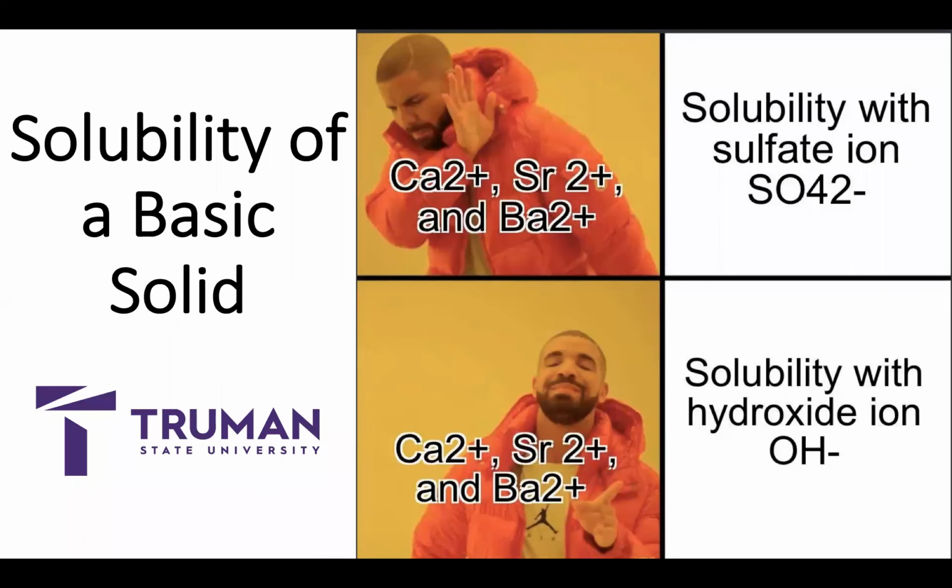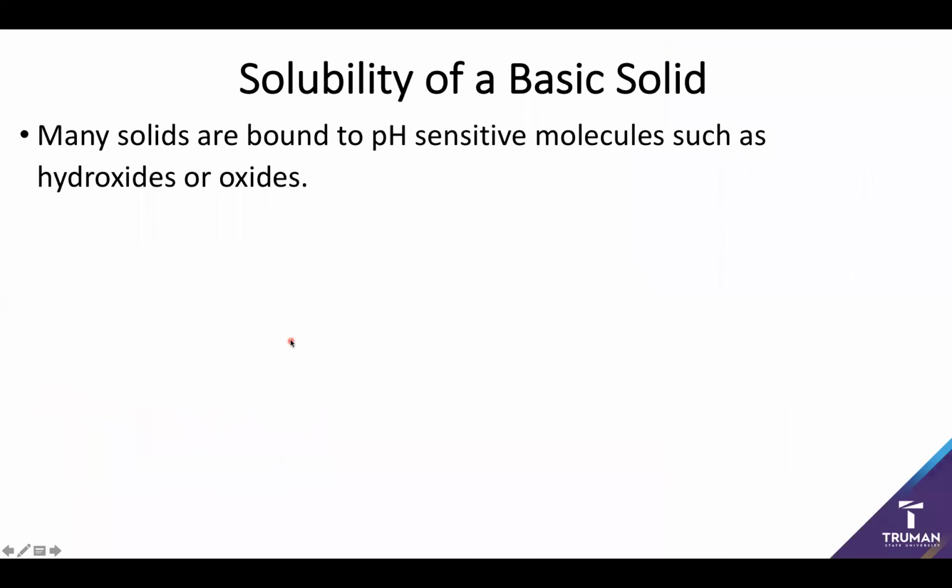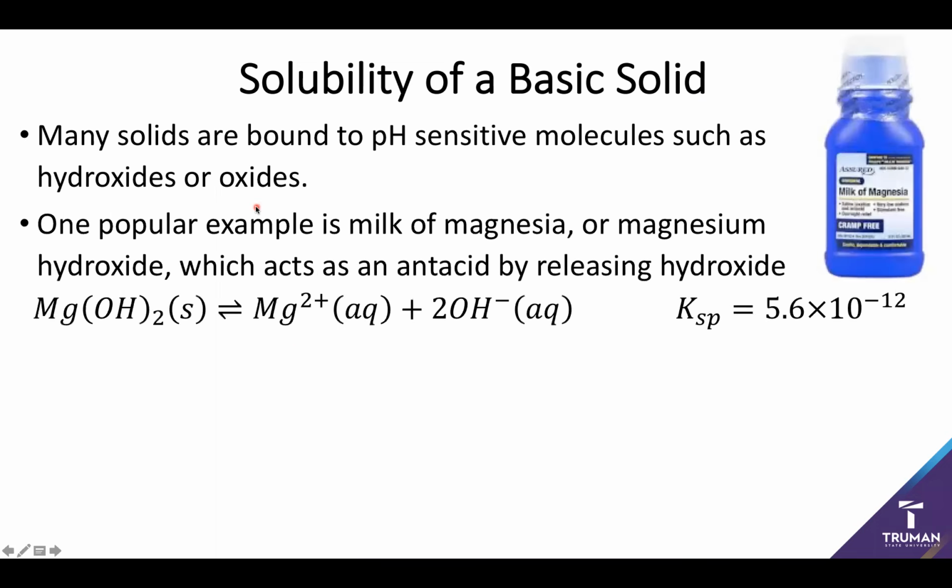So today we're going to be looking at how solubilities of compounds can actually start interfacing with the pH of a system. So we've already seen little bits of this because it turns out a lot of our solids are going to be bound to very pH sensitive molecules. Specifically, the ions that are really of interest here are going to be hydroxides and oxides. However, you can see this most easily with hydroxide compounds.